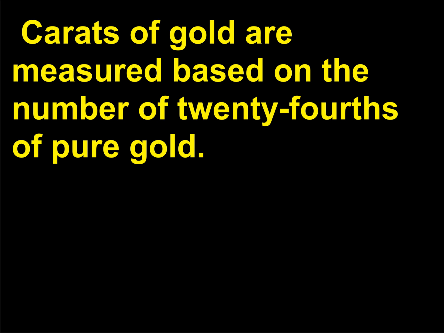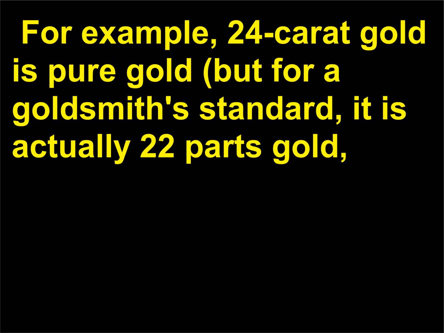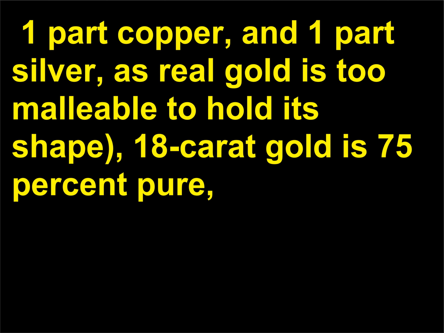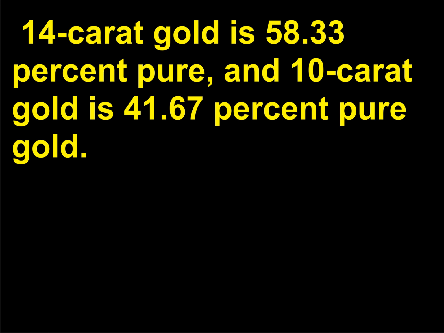Carats of gold are measured based on the number of 24ths of pure gold. For example, 24-karat gold is pure gold, but for a goldsmith standard, it is actually 22 parts gold, 1 part copper, and 1 part silver, as real gold is too malleable to hold its shape. 18-karat gold is 75% pure. 14-karat gold is 58.33% pure, and 10-karat gold is 41.67% pure gold.